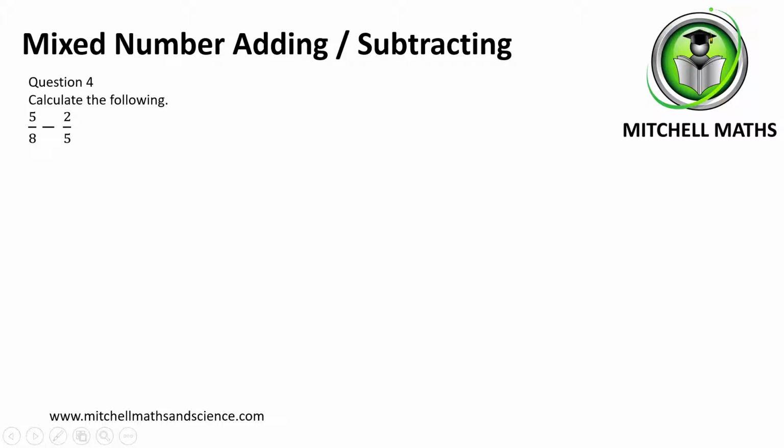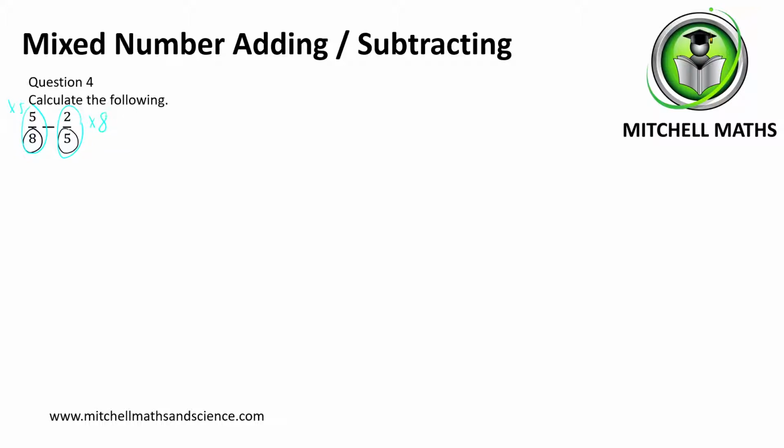Now we're going to have a look at subtracting fractions. Well, the first step is very similar, or the same: you need to convert the fractions so they have the same denominator. In this case, we've got 8 and 5, and the lowest common multiple of 8 and 5 is 40. I'm going to multiply this fraction by 5, and I'm going to multiply this fraction by 8.